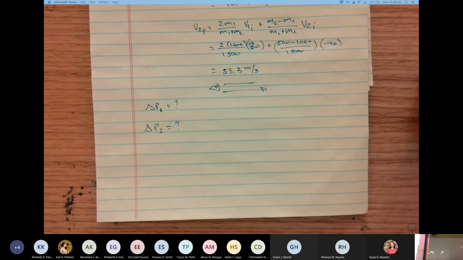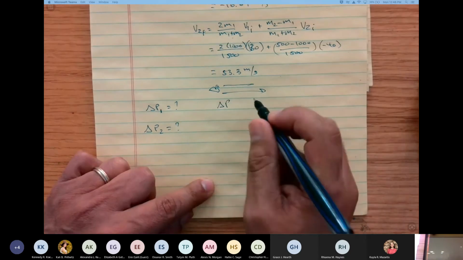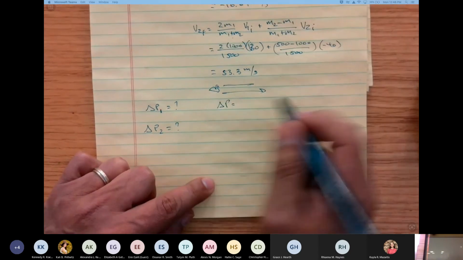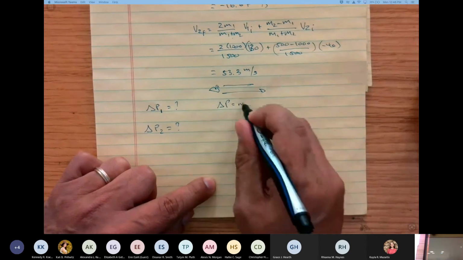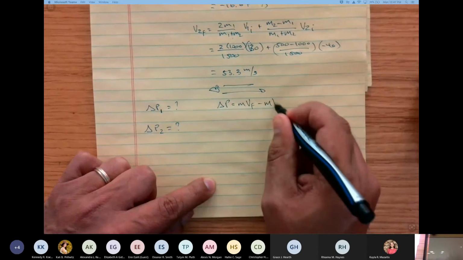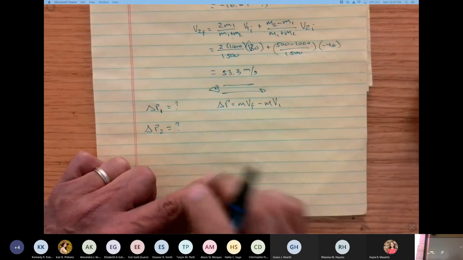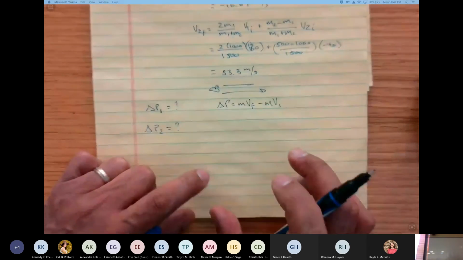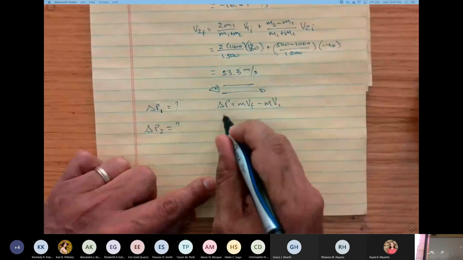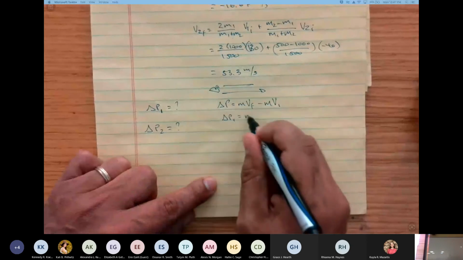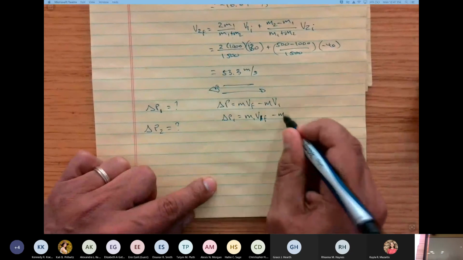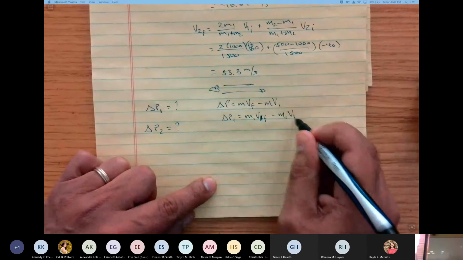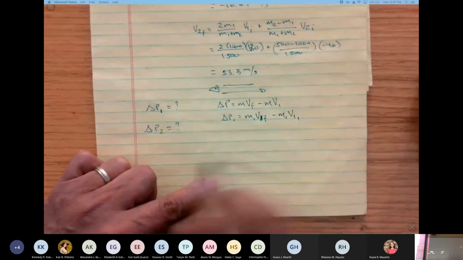So remember, the definition of delta P is basically the change in momentum. So it's the final minus initial momentum, so it will be m v final minus m v initial. We are looking at the change in momentum of a specific mass. So when you are talking about delta P1, it will be the change in momentum of that mass.